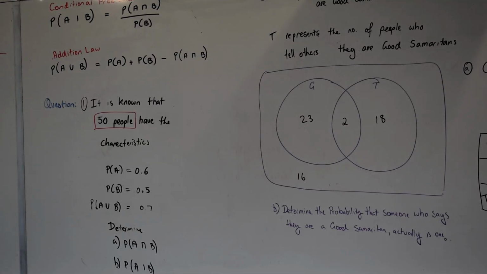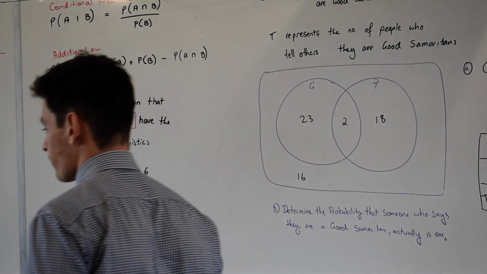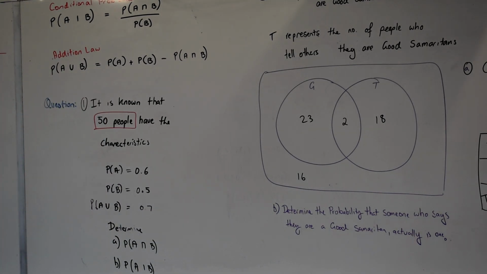So we're going to talk about two of the three laws that are on our formula sheet. There's also one regarding independent events. We'll talk about independent events in a little bit of time. But conditional probability, we've been through that law.